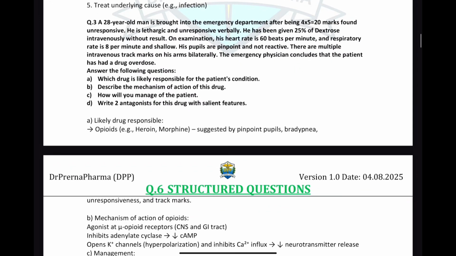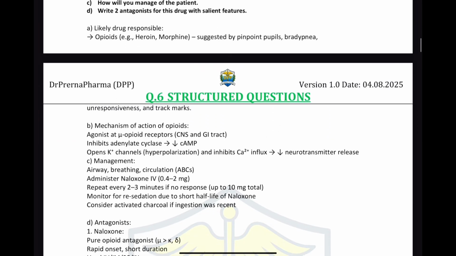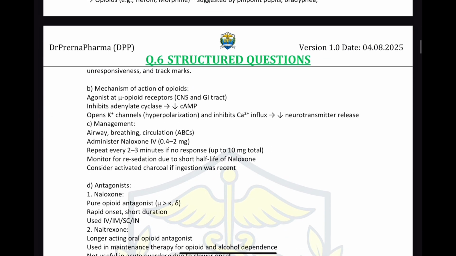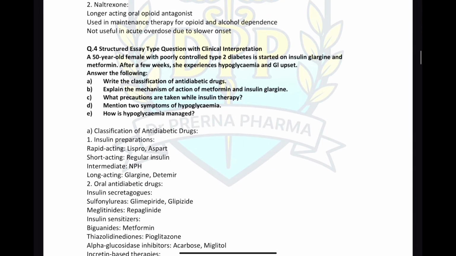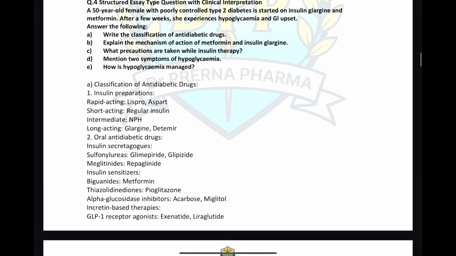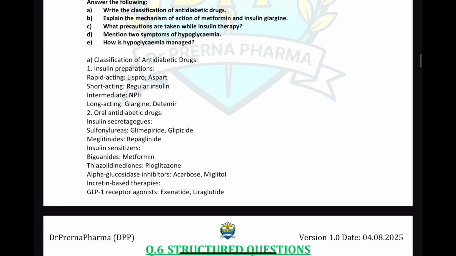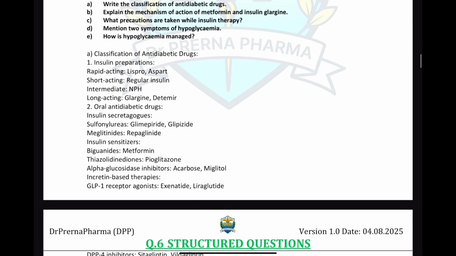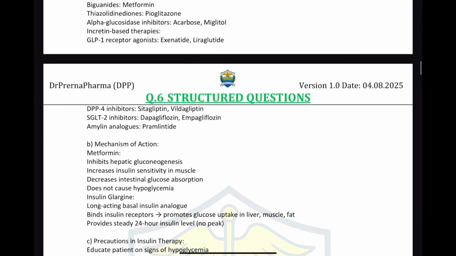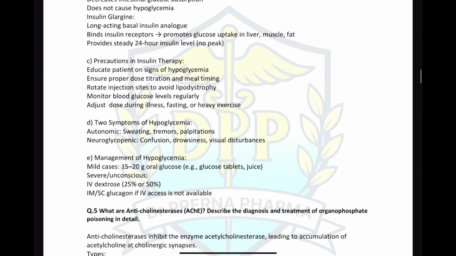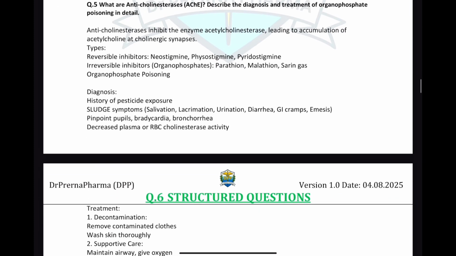The third question is again a clinical based question with four answers. This is a case of opioid overdose, and the mechanism of action of opioids, management of the case, and antagonist. Fourth question is again a structured clinical question. This is a case of diabetes, and in this they have asked for classification of antidiabetic drugs, then mechanism of action, precautions and insulin therapy, and 2 symptoms of hypoglycemia and management of hypoglycemia.